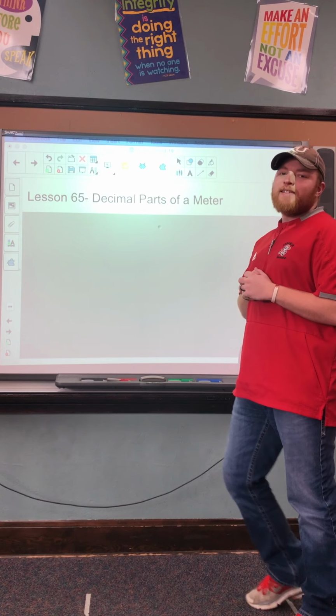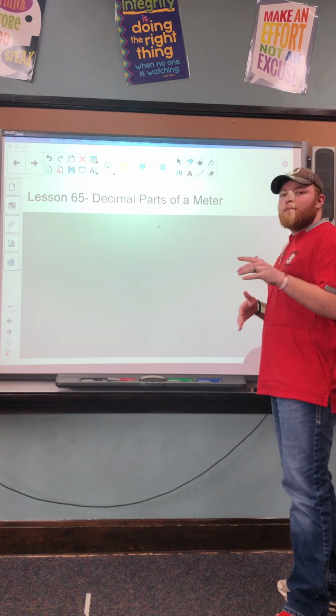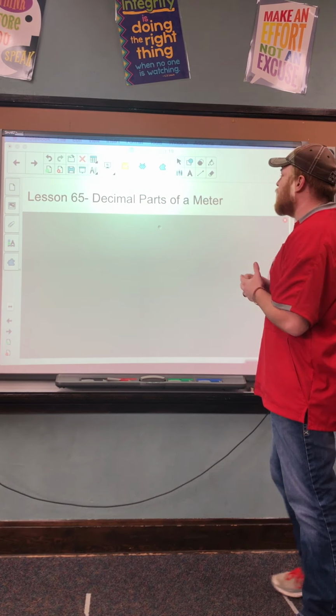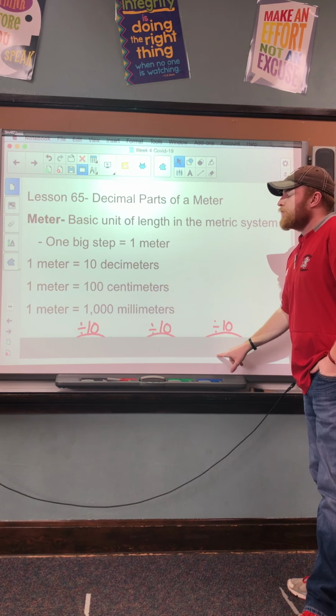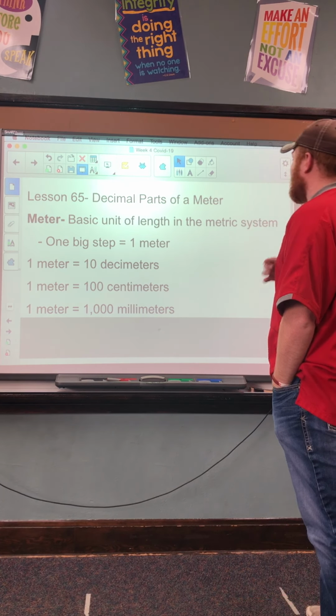All right, so we're on to lesson 65. We're moving pretty quickly, doing a great job. Again, if you have questions, let me know via email. But for lesson 65, we're focusing on decimal parts of a meter. All right, so a little review, okay? A meter is the basic unit of length in the metric system.